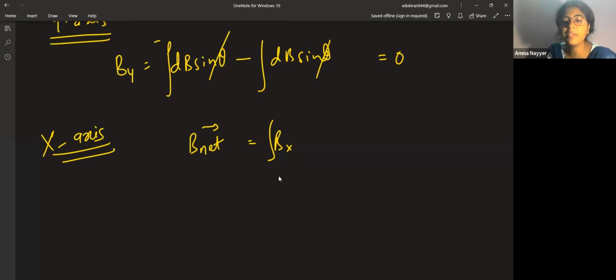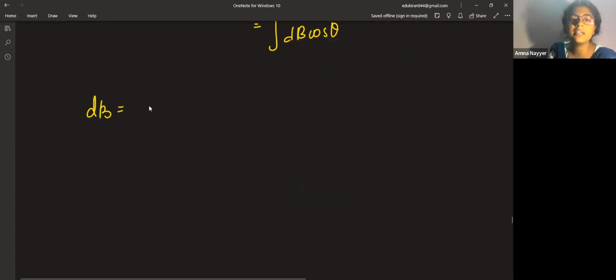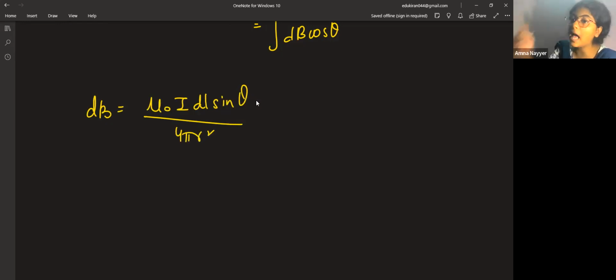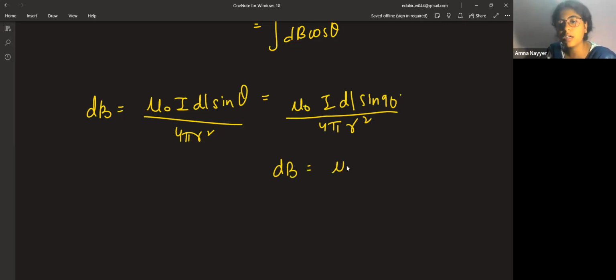So what is the value of Bx? This is dB cos theta. Now class, what is dB? What is magnetic field? dB is mu naught I dl sine theta divided by 4 pi r square. And here the angle is between the dl and radial. That was 90 degree. So this becomes mu naught I dl sine 90 degree divided by 4 pi r square. That's it. So dB is mu naught I dl by 4 pi r square.